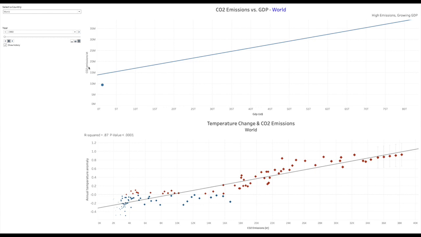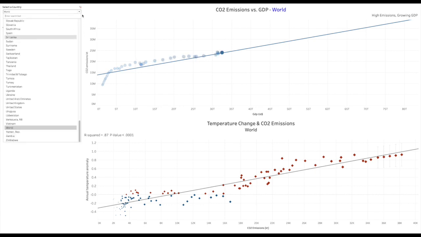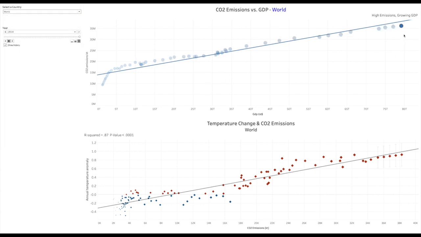From this Tableau visualization, we're looking at CO2 emissions relative to GDP in US dollars over time. The data runs from 1960 to 2014. It can be viewed for the world or for any country. There is a tooltip that reflects vital information used in the analysis and a regression equation.